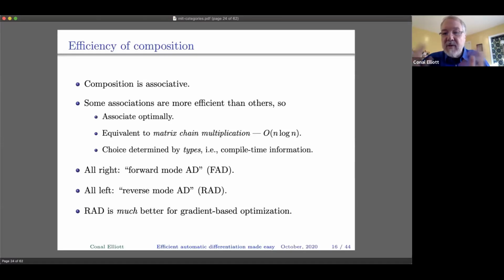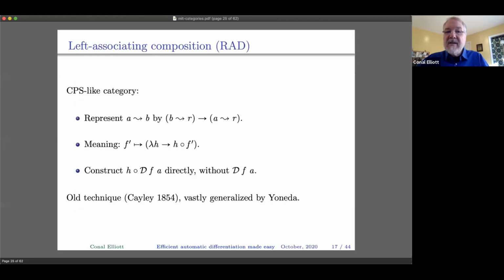Then that's why people use reverse mode automatic differentiation. It's much, much more efficient. Okay. So then there's a question of how can we get left association? Because the formulation, the algebraic categorical recipe, is going to be associated however it's associated.